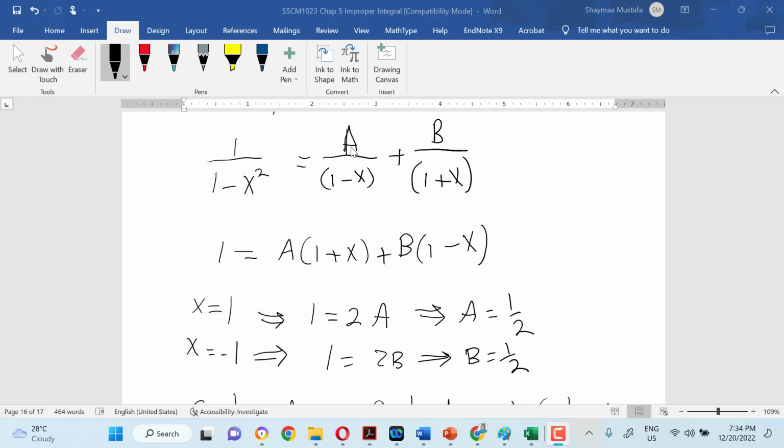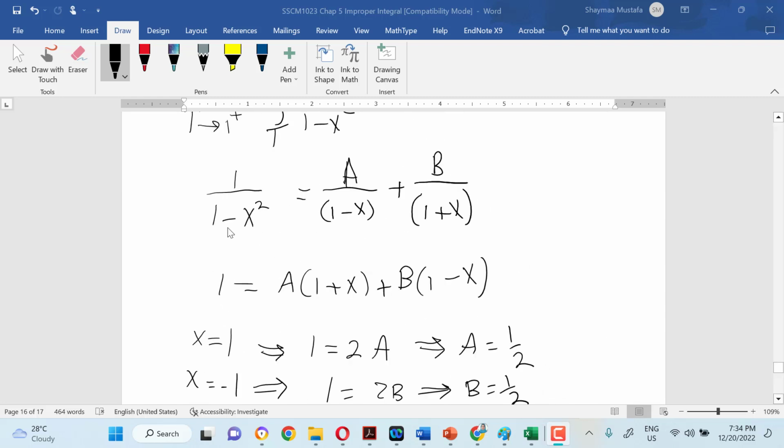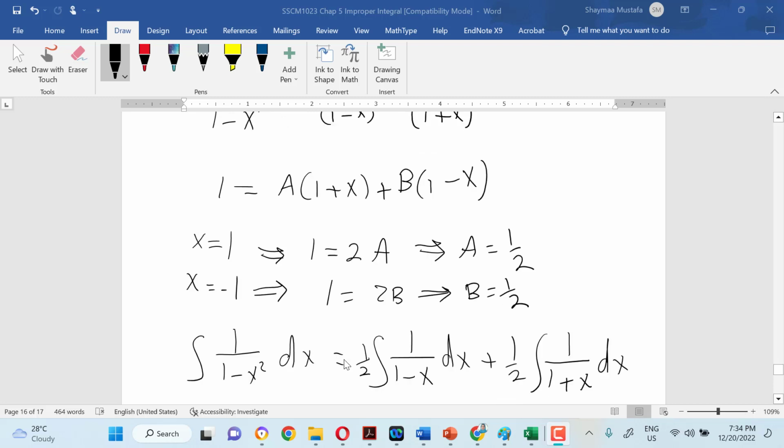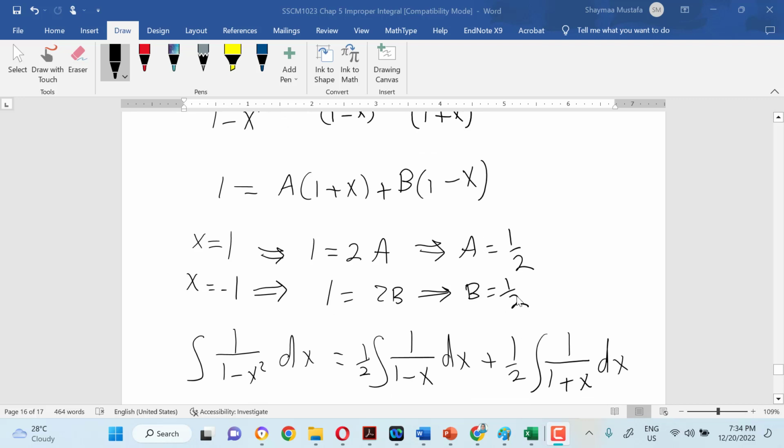So I will replace A here by 1 over 2. So this 1 over 1 minus x squared is equal to A, which is 1 over 2, integration of 1 over 1 minus x dx. A here is 1 over 2, which goes out as a constant outside of the integration, plus integration of 1 over 1 plus x, and B is 1 over 2, a constant outside, dx.